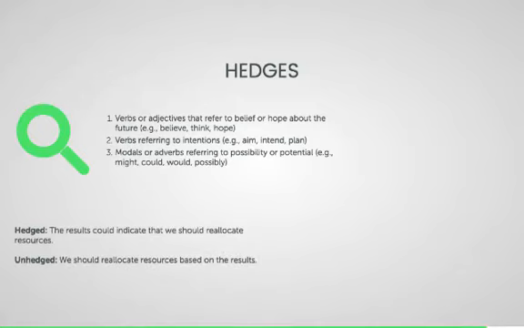So if we take a look at some examples, we've got a hedged sentence. "The results could indicate that we should reallocate resources." Our hedges here are "could" and "should." And unhedged: "We should reallocate resources based on the results." So two things I want to point out with this example. In academic writing, authors often tend to hedge purposefully, right? And so if you're conducting academic research, you can't be certain because there are certain caveats that we have to work within when we're reporting our results of academic research.